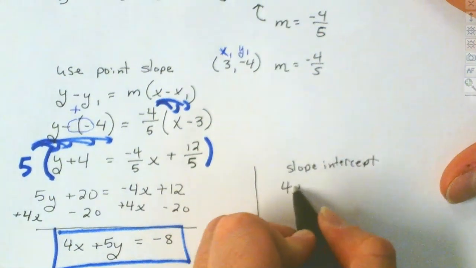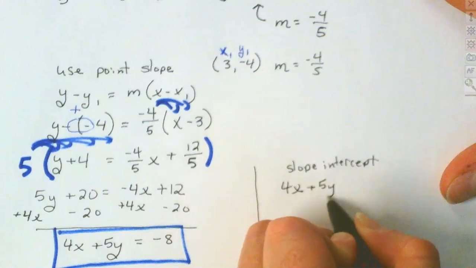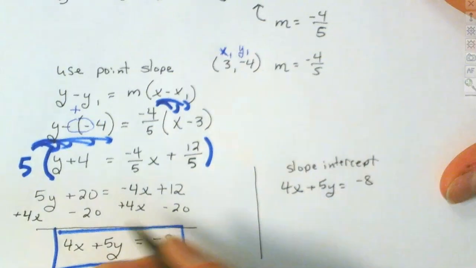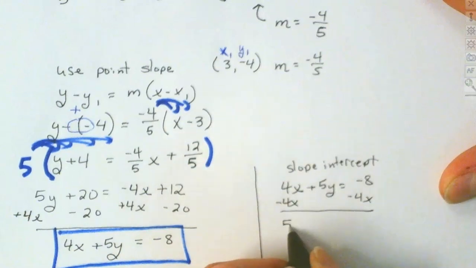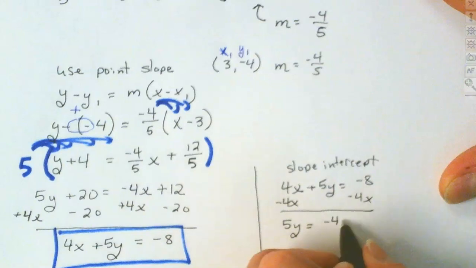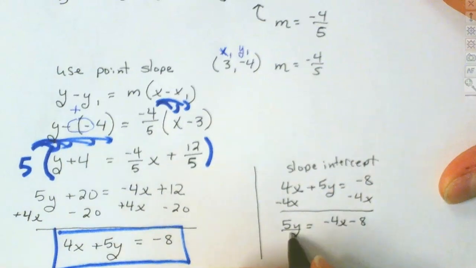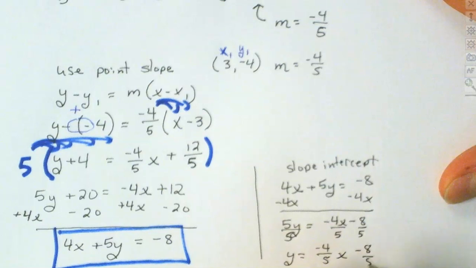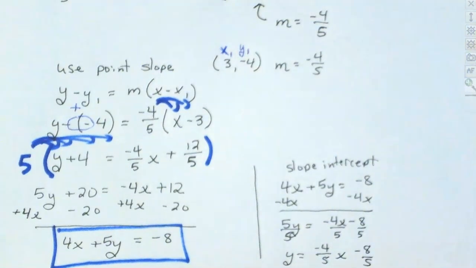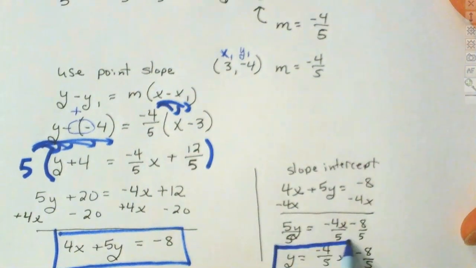And for slope-intercept, we've got 4x plus 5y equals negative 8. We'll move that 4x over, and 5y equals now minus 4x minus 8. Divide by your 5 everywhere. Now in slope-intercept form, we've got y equals negative 4/5 x and a negative 8/5. And that's it. That again is one of the most commonly missed questions.